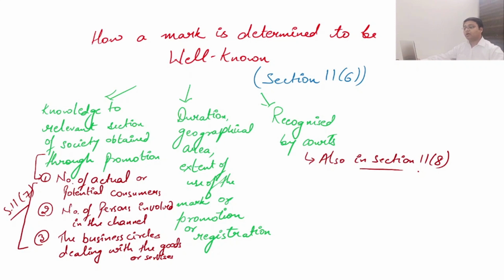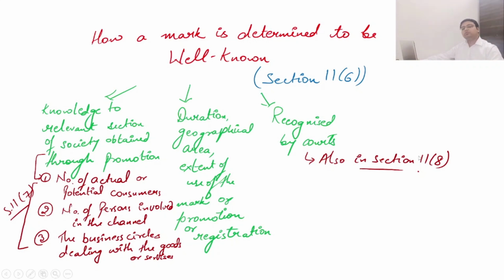Then the third is that if in any of the court proceedings or any of the opposition proceedings, it has been identified as a well-known mark. This is again reiterated in section 11, subsection 8. Then it is again a well-known mark.